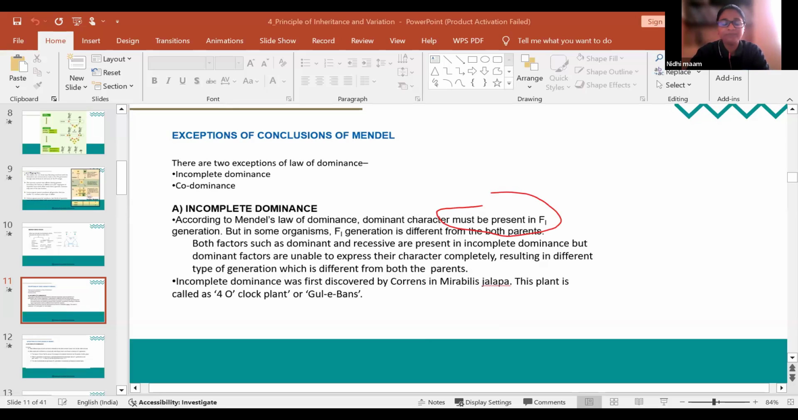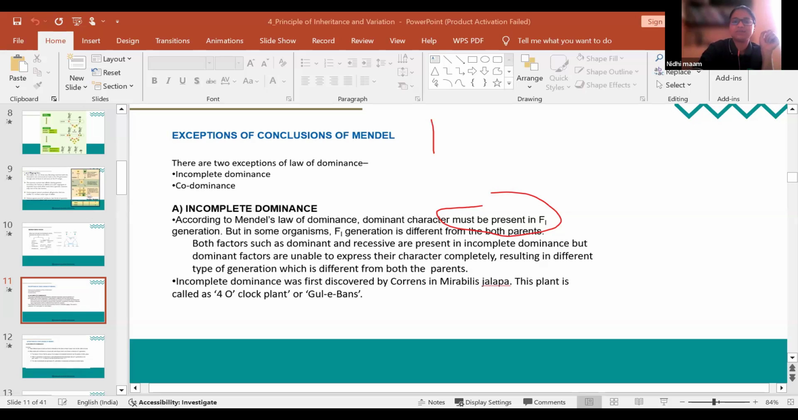According to the law of dominance, the dominant character must be expressed in the first generation. But in some organisms, as I said, Mirabilis jalapa or the 4 o'clock plant, we don't see the dominant character of a parent. So both factors, dominant and recessive, are present in incomplete dominance, but the dominant factor is unable to express its character completely, resulting in a different type of generation which is different from both the parents.